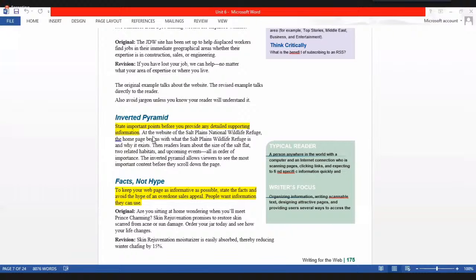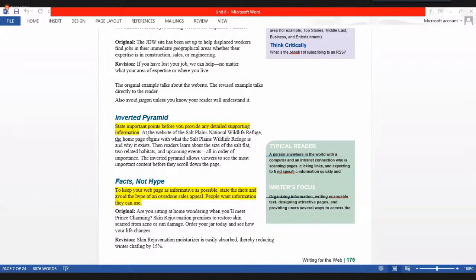State important points before you provide any detailed supporting information. So here, you have to follow the process of inverted pyramid while writing the text. You don't have to make the pyramid there. Remember, you have to follow the process of inverted pyramid. In a pyramid, what happens? First the details are given, and then important points. But we have to follow inverted pyramid.